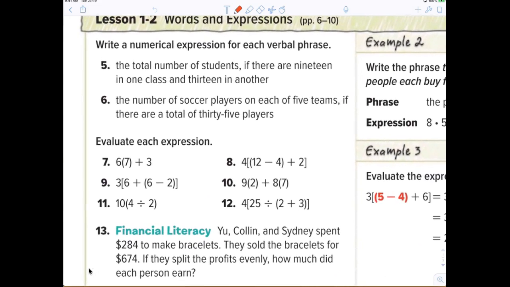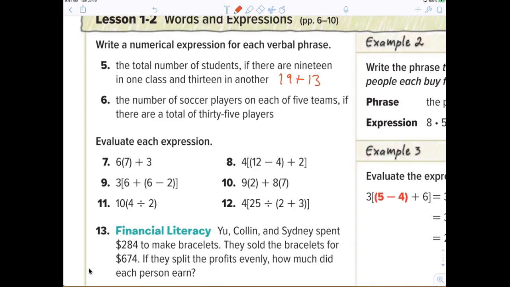All right. Now it says write the numerical expression. The numerical expression does not mean we want the answer. All right? If you accidentally put the answer, that's okay. So if there are 19 in one class and 13 in another, what's the numerical expression for the total? You could do 19 plus 13. Brilliant. If you accidentally wrote 32 down, don't worry about it. You knew what to do. What if you work it out? You're even better.